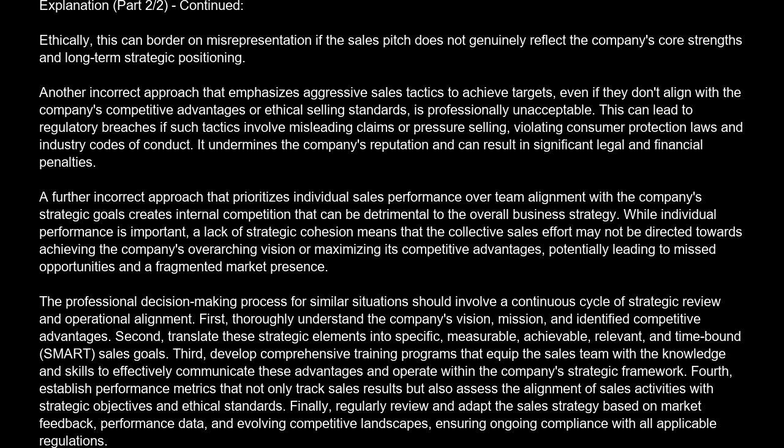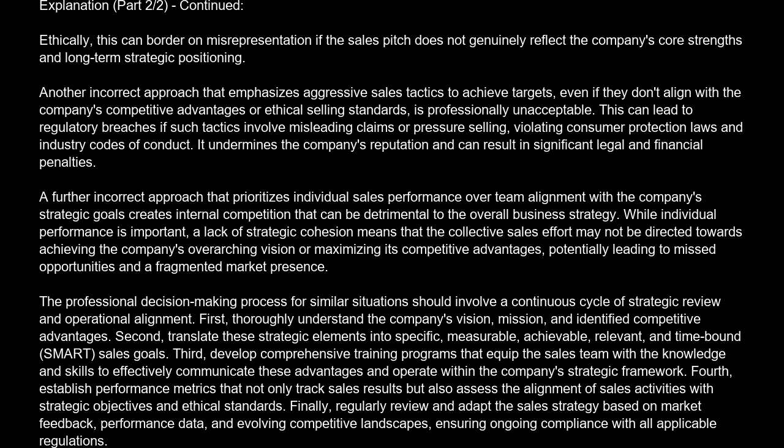A further incorrect approach that prioritizes individual sales performance over team alignment with the company's strategic goals creates internal competition that can be detrimental to the overall business strategy. While individual performance is important, a lack of strategic cohesion means that the collective sales effort may not be directed towards achieving the company's overarching vision or maximizing its competitive advantages, potentially leading to missed opportunities and a fragmented market presence. The professional decision-making process for similar situations should involve a continuous cycle of strategic review and operational alignment.